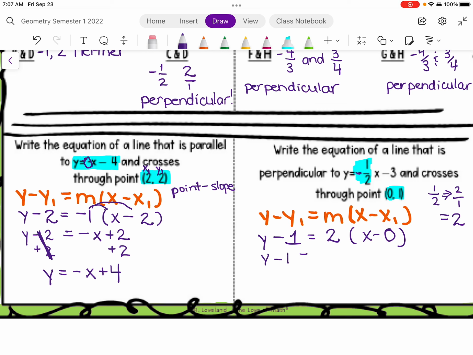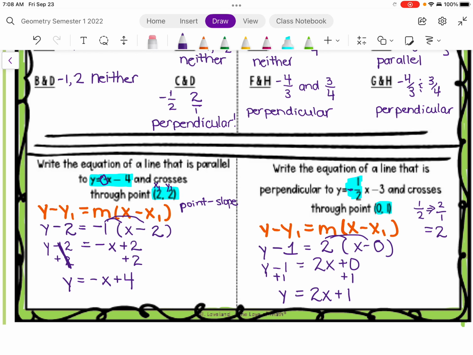Okay, I'm going to bring this down. I'm going to distribute. So 2 times x is 2x. 2 times 0 is 0. So put a 0 there. Last step is to add 1 to both sides. So I get y equals 2x plus 1. And there you have it. That is all about parallel and perpendicular lines.